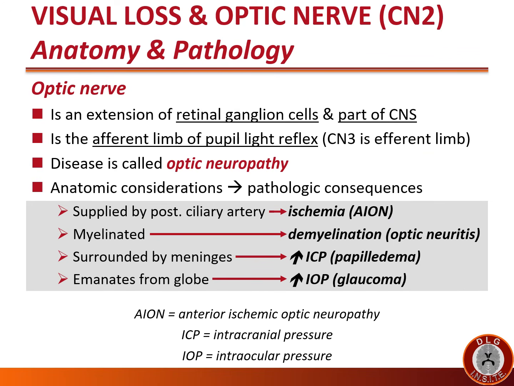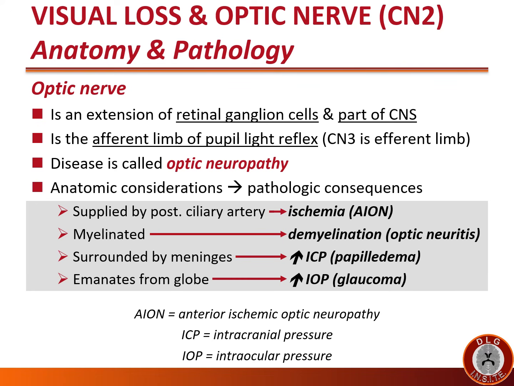Monocular visual loss can also occur due to dysfunction of the optic nerve, cranial nerve 2. The optic nerve is an extension of the retinal ganglion cells and part of the central nervous system. It is the afferent limb of the pupillary light reflex. Recall that cranial nerve 3 is the efferent limb. Disease of the optic nerve is called optic neuropathy. And one must consider the anatomic considerations to understand the pathologic consequences.